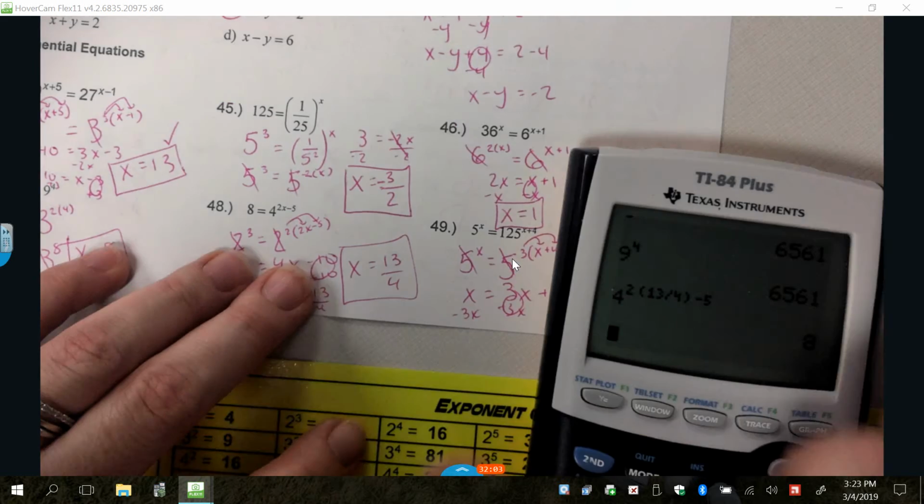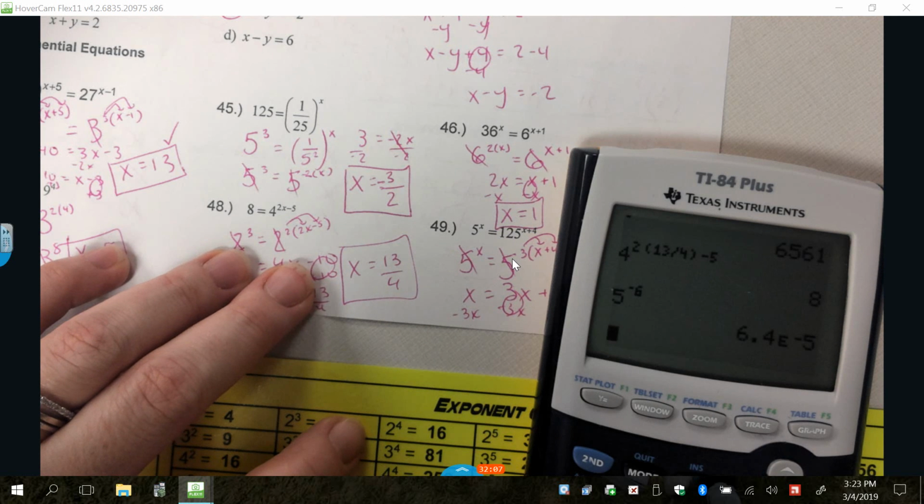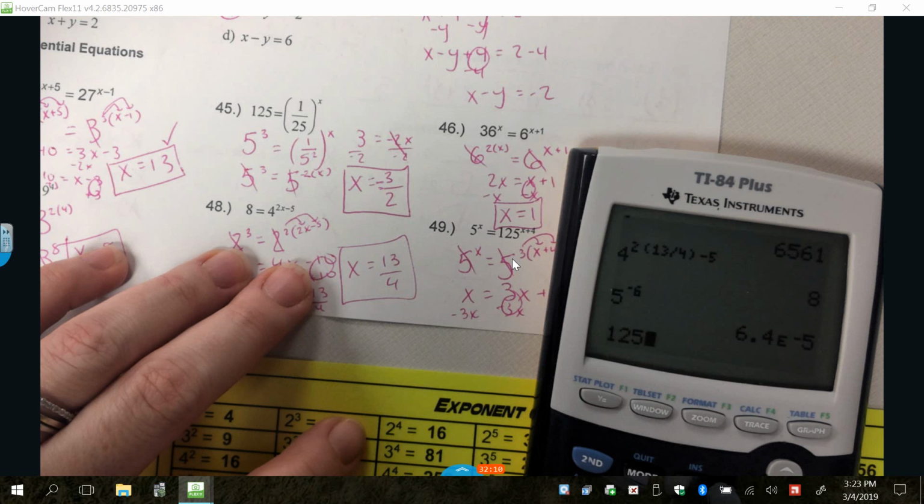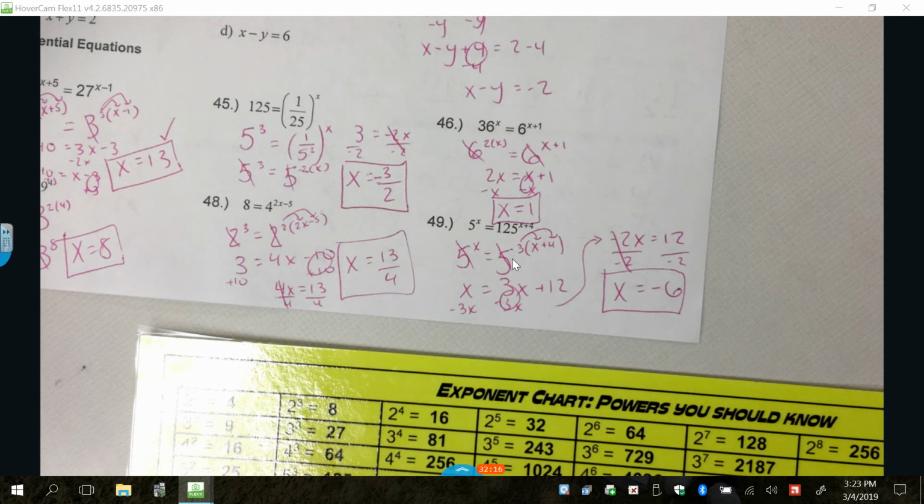And again, we could check it. So 5 to the negative 6 power gives me this. 125 to the negative 6 plus 4 also gives me that. So that is correct. All right.